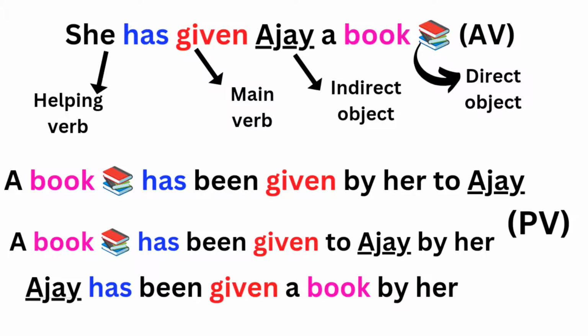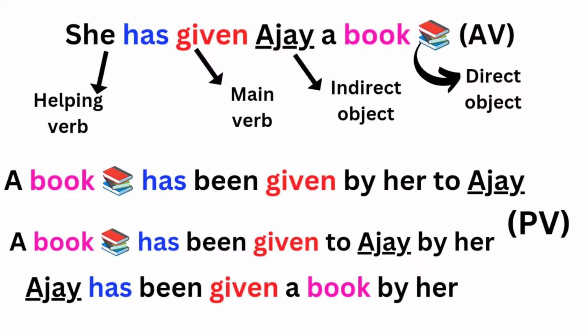So let us come to passive voice. A book has been given by her to Ajay. A book has been given to Ajay by her. Ajay has been given a book by her. When you find one direct object in active voice, you get one passive voice sentence. When you find two objects, both direct and indirect, you can form three passive voice sentences.